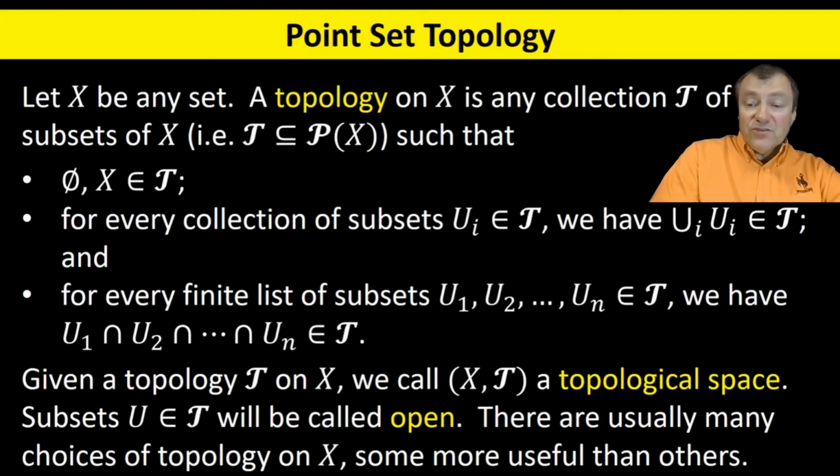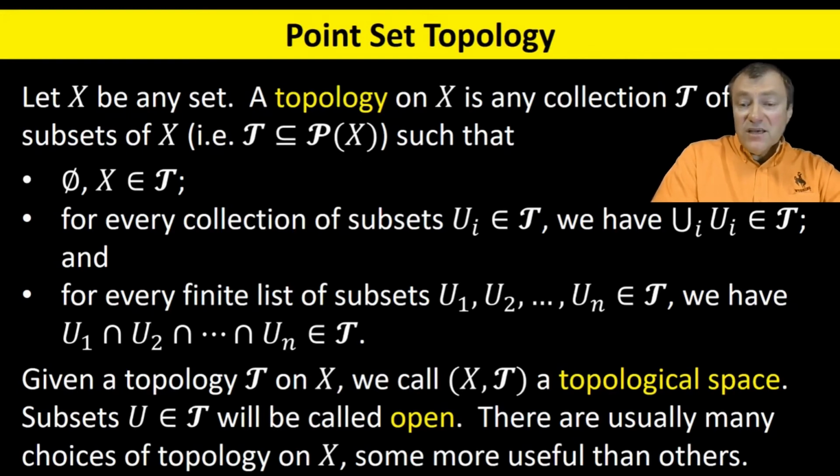So we refer to the pair X together with script T as a topological space. But if the choice of topology, the script T, is clearly identified from context, then we can be lazy and just refer to X as the topological space. Important examples for us will be where X is a set of real numbers, or possibly a subset of the real numbers, usually the domain of some function.